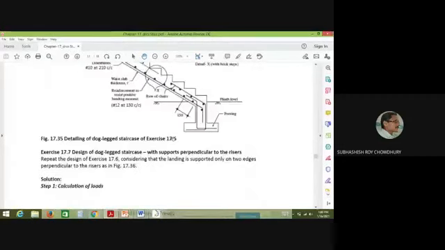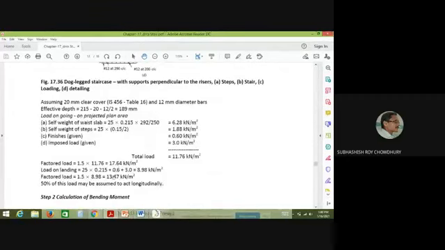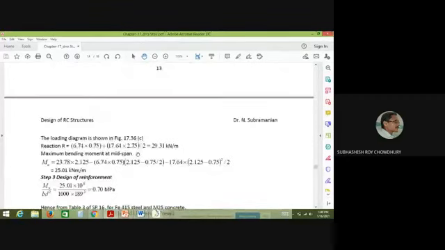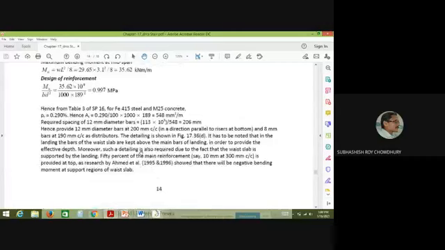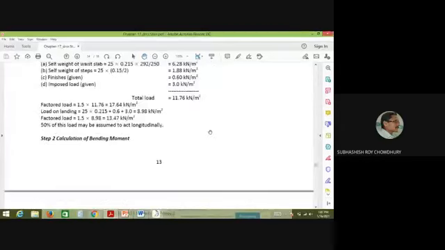Just a minute. This is 17.64, okay, and this is 13.47. That's 17.64 into 2.75, divided by 2, that has been considered. Okay, this is the load. 2.75 is the span of this going part. So that will be 224.26 kilonewton per meter. Per meter means along this direction.